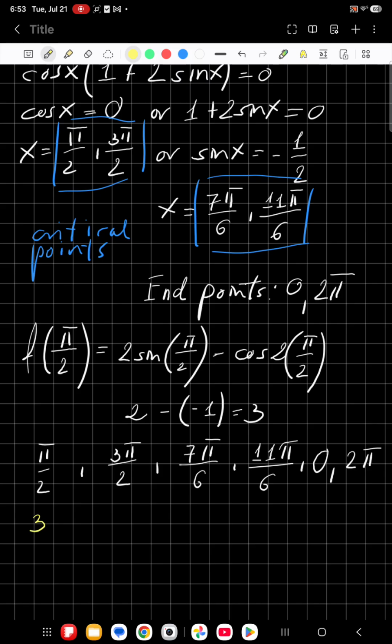Okay, so we have 3, we calculated that. For 3 pi over 2 the value of the function is negative 1. Here we have negative 3 over 2. The same for 11 pi over 6, negative 3 over 2. For 0 we get negative 1. And for 2 pi, negative 1. Okay, so this is the maximum, and we have 2 minima, the lowest values, those 2.